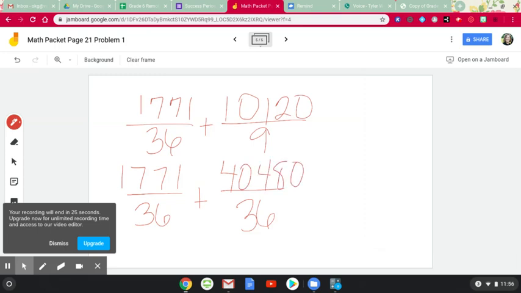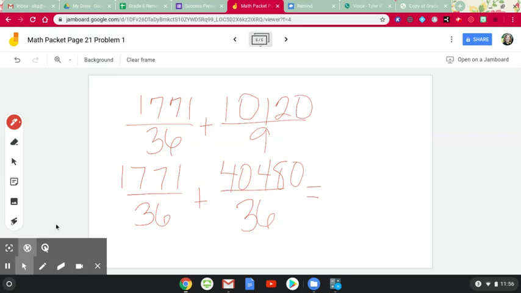40,480. Okay, I think you're going to have to finish this problem. I want you to add those together, your numerators, and I want you to divide by 36. Okay, all right, check back with me and see what you get.